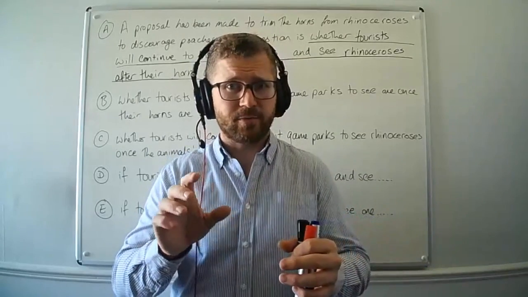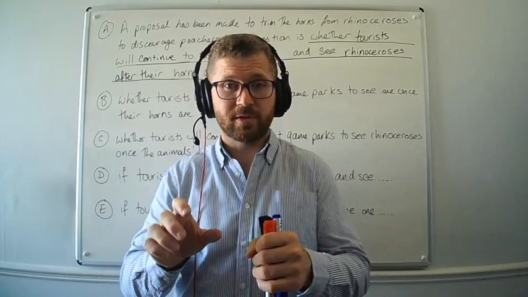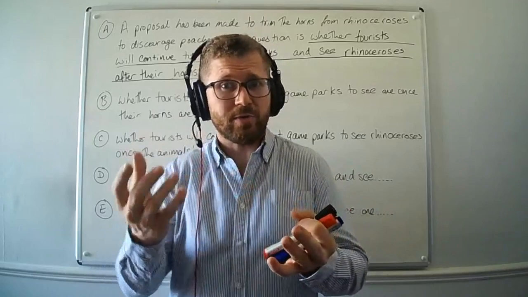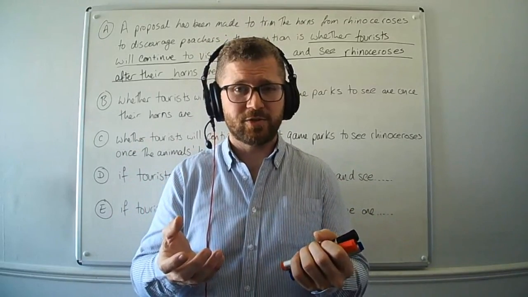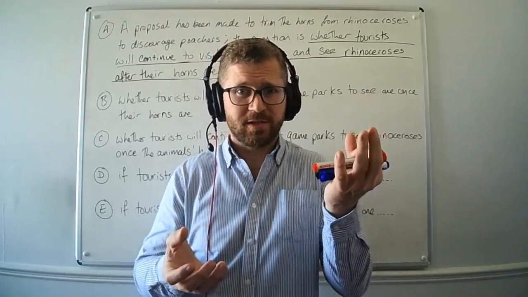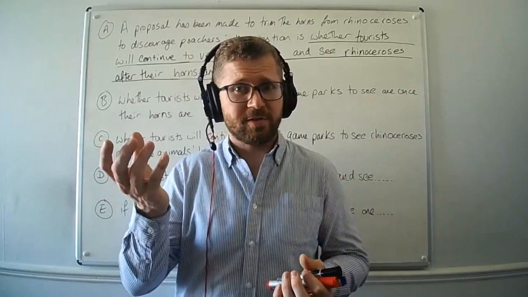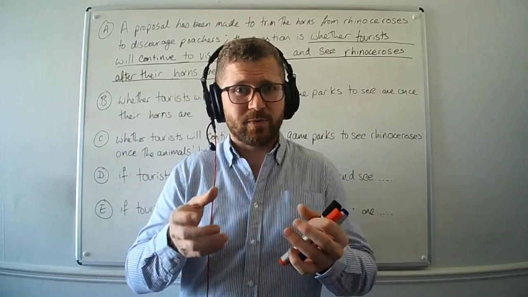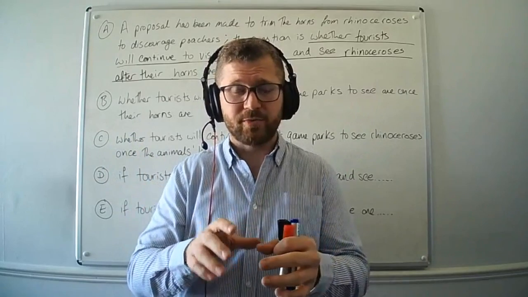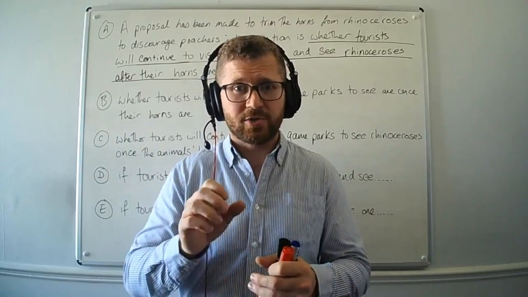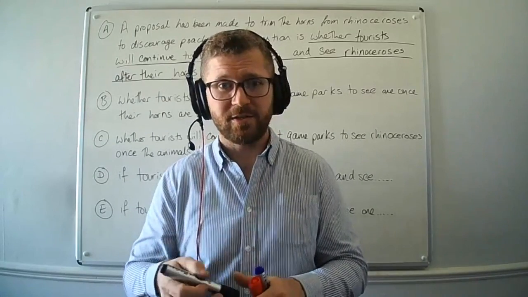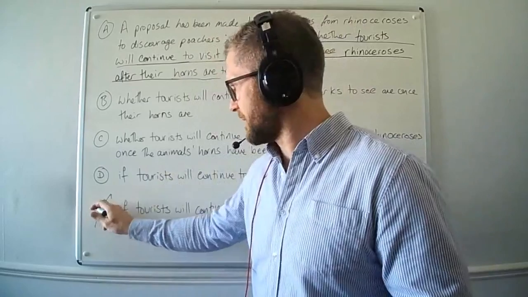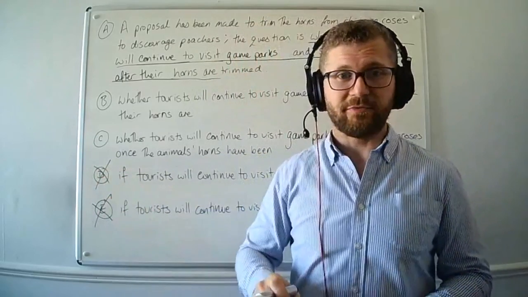As we say there, we're trying to choose whether tourists will continue to visit the game parks or not visit the game parks. As you can see from what I'm saying, we're setting up this choice between 2 options. Will the tourists continue to visit the game parks or will they not visit the game parks? So in that case, we're not setting up an if-then clause. We're choosing between 2 options. So we should use whether in this sentence, and I can cross out D and E because they are using if. And so we're 2 answer choices down very quickly.